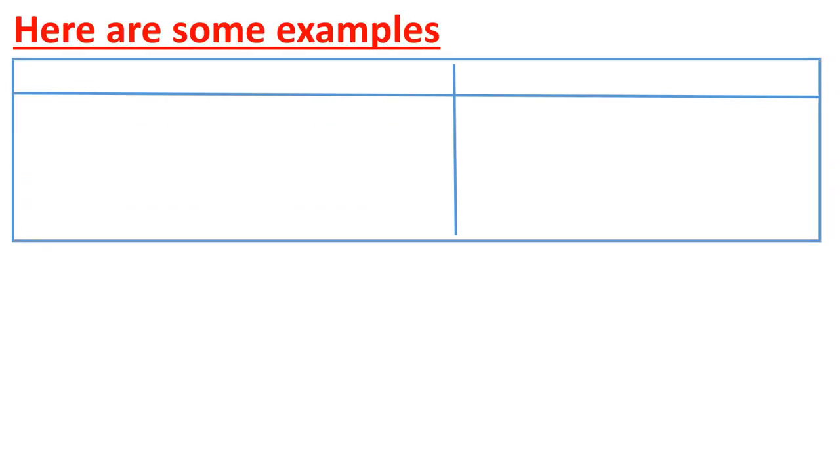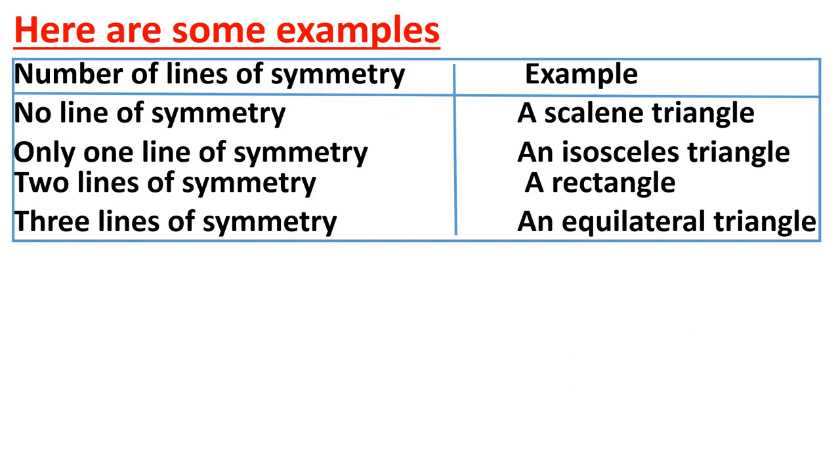No line of symmetry: a scalene triangle. A scalene triangle has no line of symmetry. I have told you earlier also. Only one line of symmetry: an isosceles triangle. Two lines of symmetry: a rectangle. Three lines of symmetry: an equilateral triangle. I have given these examples from mathematical shapes. You can take examples from your surroundings also.